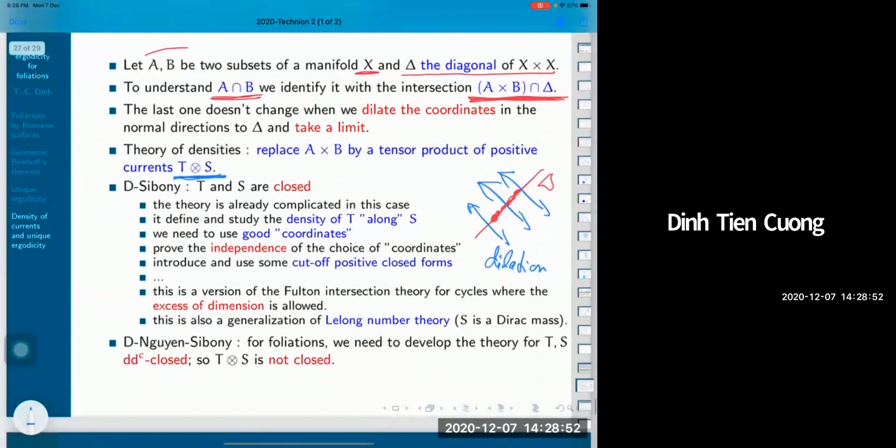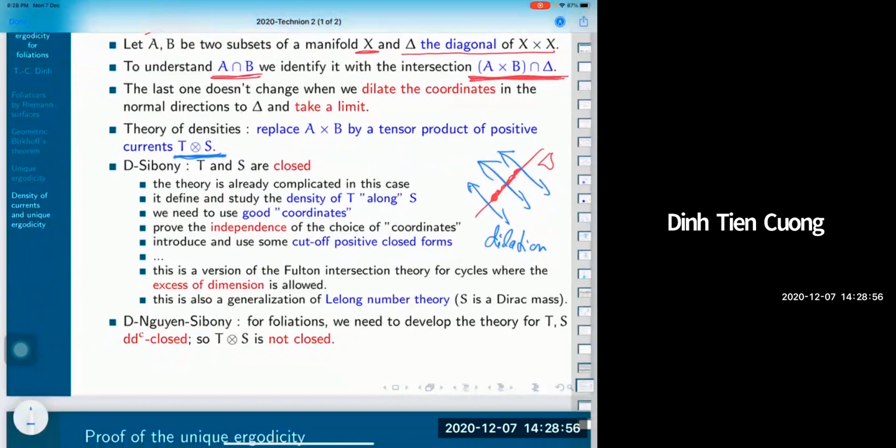This is a theory that we developed, Sibony and myself. It is an analytic version of the Fulton intersection theory. For example, you take two algebraic varieties and you want to consider the intersection of algebraic varieties, so you can do the same. But in general, when you take the intersection of algebraic varieties, you have some expected dimension of the intersection. You can compute the expectation for the dimension, but sometimes you have the phenomenon of dimension excess. So the intersection might have dimension larger than the expectation. This is basically a part of Fulton intersection theory.